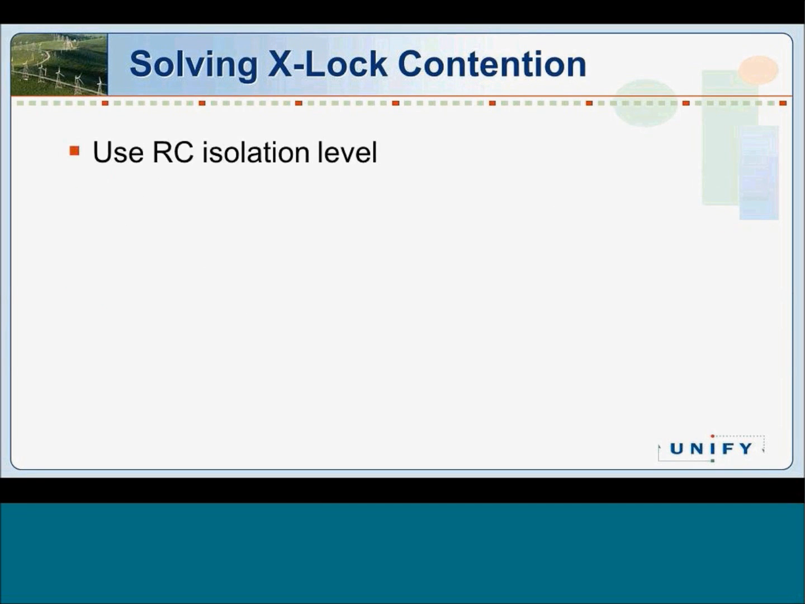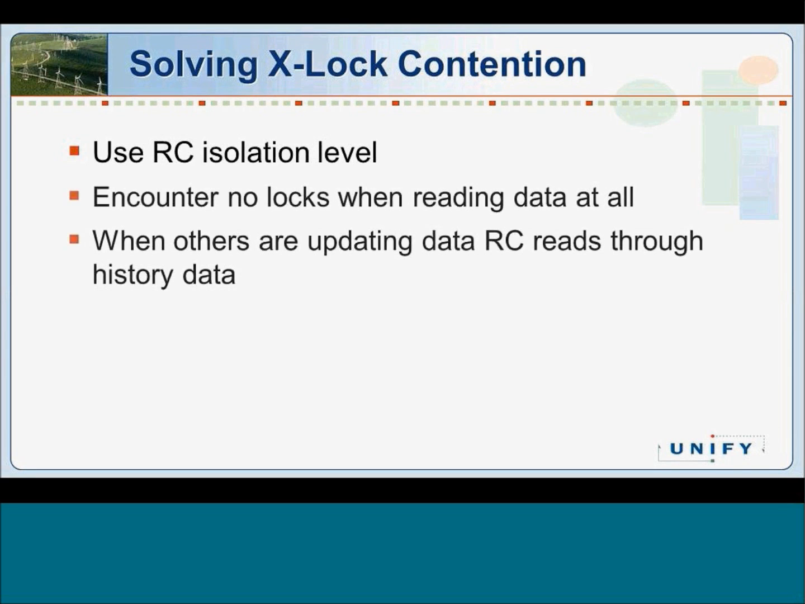Solving the X-lock contention, again, is actually pretty simple. Use the read committed isolation level. You will not encounter locks when reading data at all. When others are updating data, read committed isolation level reads through the history data and presents you with valid data anyway, because this data is still the committed data version that is available from the backend.